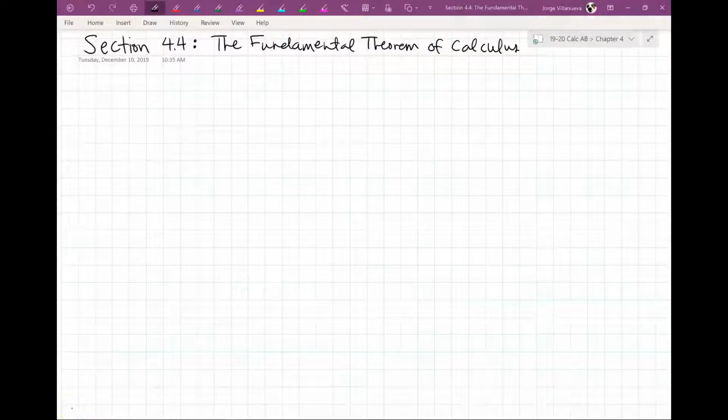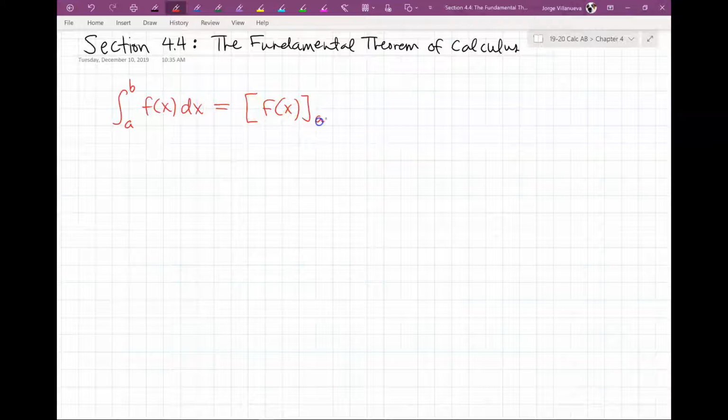All right, so I just want to go over. Remember, yesterday we talked about the fundamental theorem of calculus. We learned that this is the formula for it. Okay, and once you get it to this point, you have to plug in your b value and your a value and subtract them. And that'll give you your value for the integral.